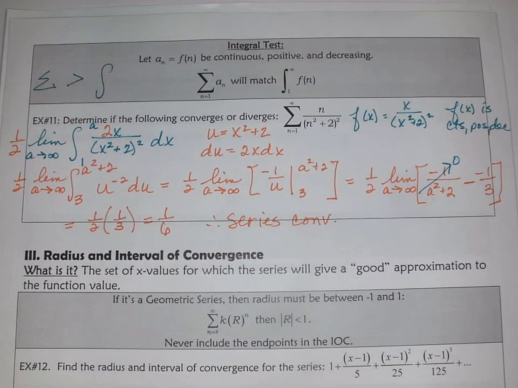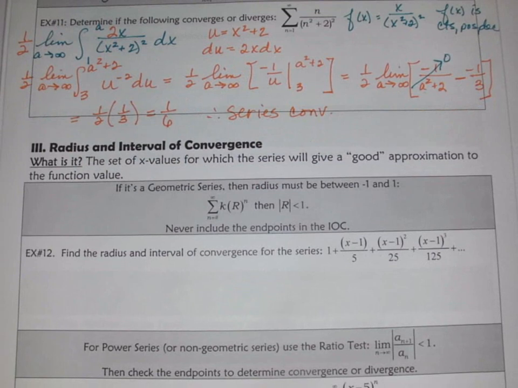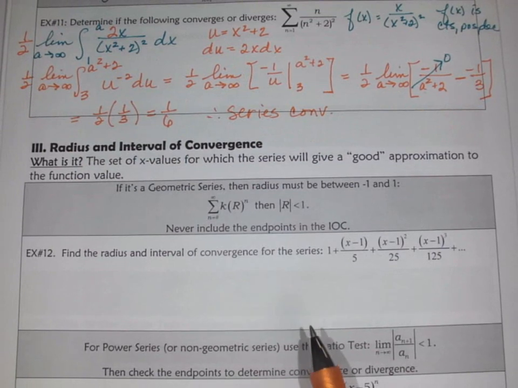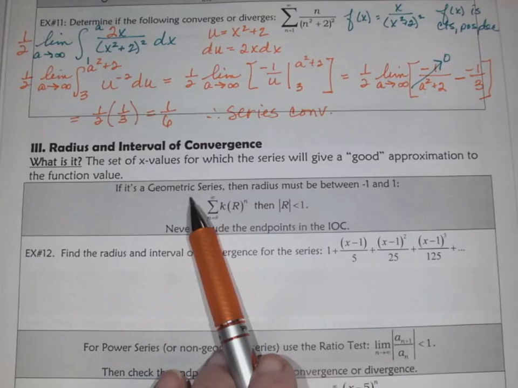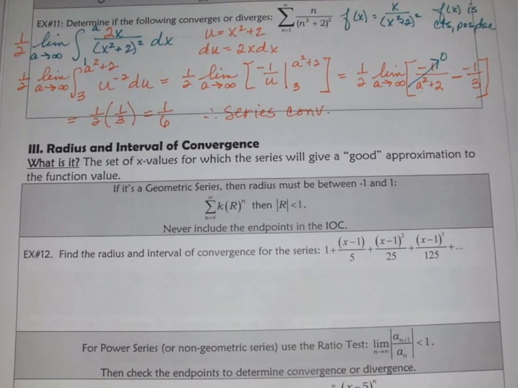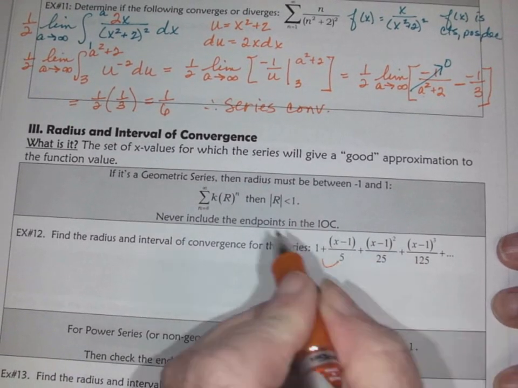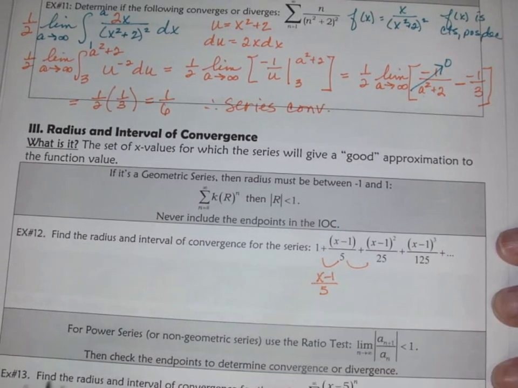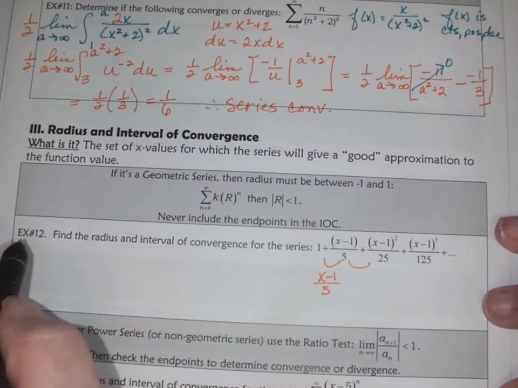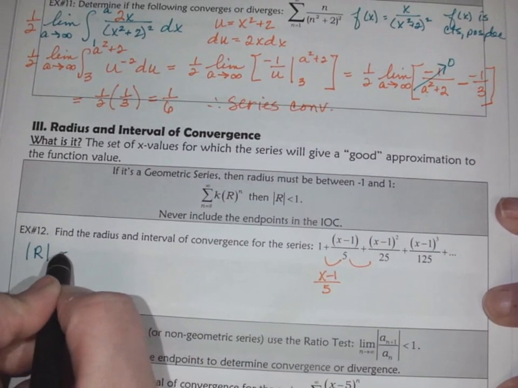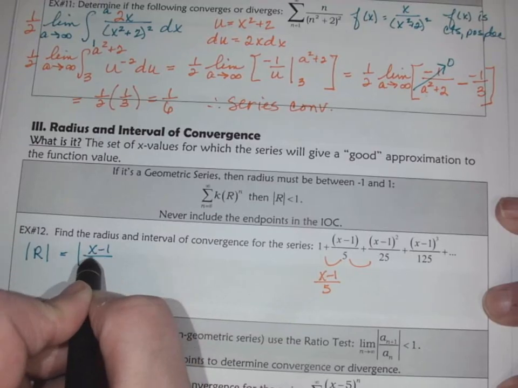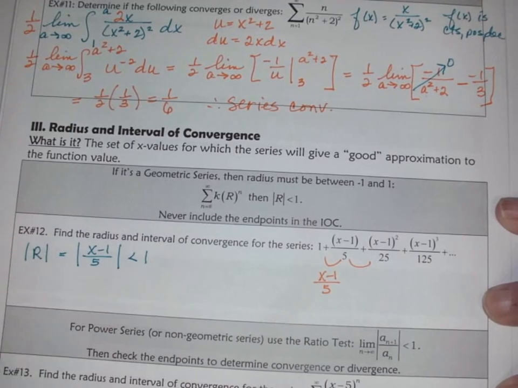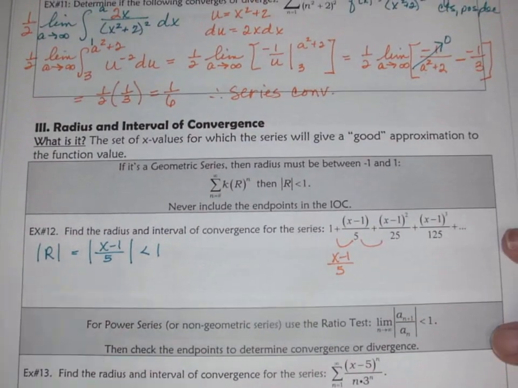Okay? All right, last thing we did was radius and interval of convergence. So for our radius of convergence, if it was geometric, then remember our r has to be less than 1, because that's when a geometric converges. So for this guy, to get from one term to the next, it looks like we're multiplying by x minus 1 over 5 over and over. So the absolute value of our radius is the absolute value of x minus 1 over 5, which needs to be less than 1. So then we had to solve this.